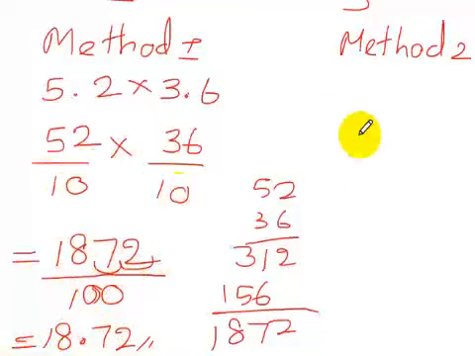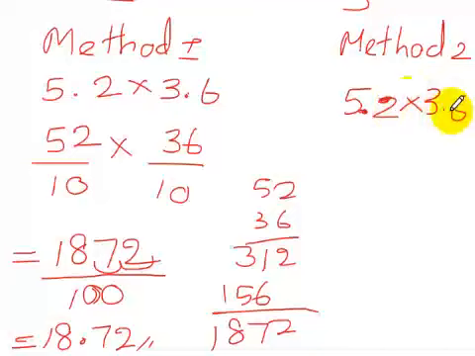Right. Same problem we can solve using the second method. Here you don't need to convert it into fraction form. You just multiply 52 by 36 without considering the decimal. Then we get, as earlier, the answer as 1872. Now go to the original question, that is 1.2 into 3.6.